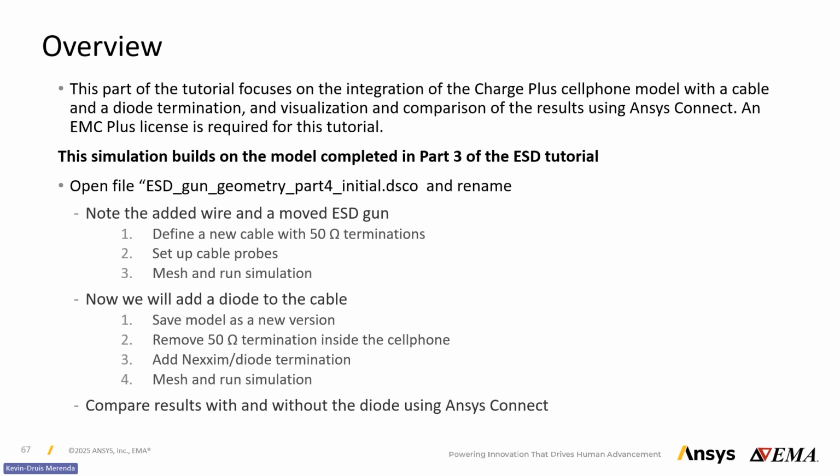We're going to open the tool, and then we're going to move the ESD gun. We're going to create a cable with a 50 ohm termination. And then we're going to be able to place a diode on that cable. This actually requires EMC Plus because the integration of the FDTD with a circuit solver is done through mHarness. And mHarness is only available for EMC Plus and not for Charge Plus.